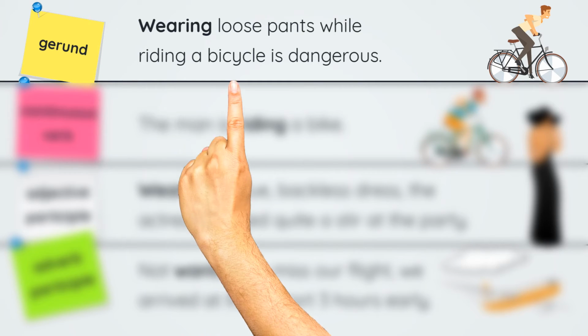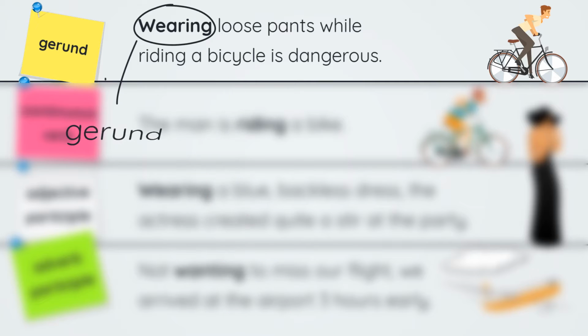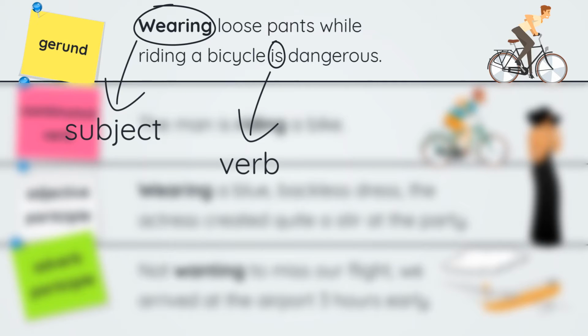So if we are looking at this sentence, "Wearing loose pants while riding a bicycle is dangerous." So here is your gerund. The subject of this sentence is wearing. The verb is. Wearing is dangerous. Wearing loose pants is dangerous.